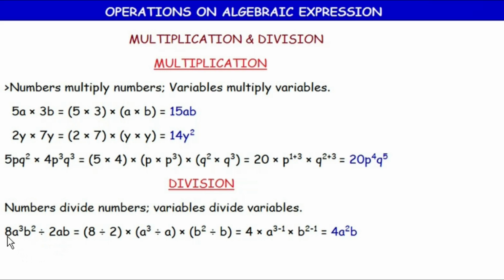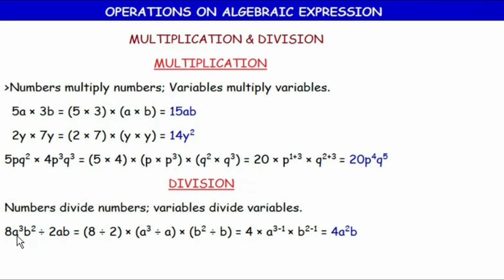So for each item here, right, you are going to pick it, you are going to divide it by its corresponding partner here, right? So 8 is a number, so you are going to divide 8 by the corresponding number here, which is 2. So what is 8 divided by 2? It is 4, right? So you have 4 here. We pick a cube, right? Now what is a cube divided by a?